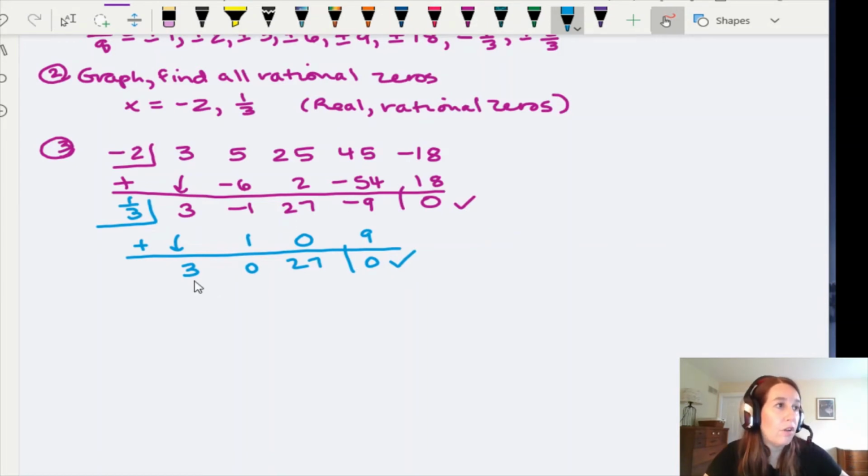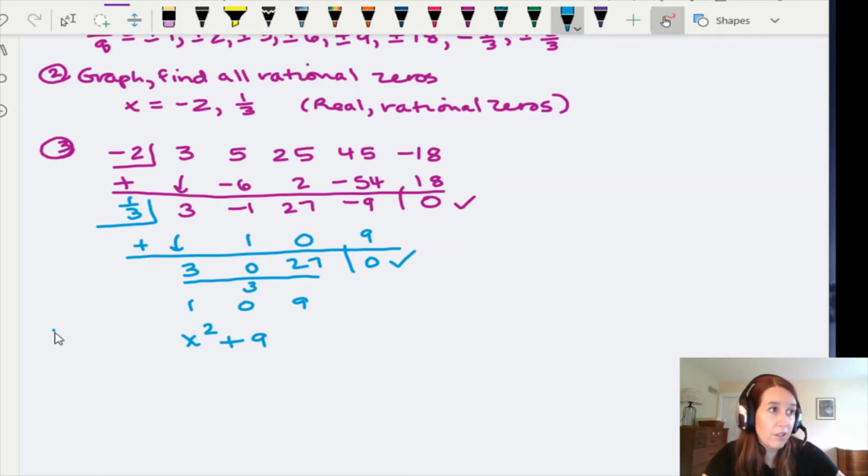And now recall, when you divide with a fraction on the shelf, we need to divide again, dividing by the denominator, that 3. So this and this and this are all divided by 3. So this is just a 1, a 0, and then a 9. And so in other words, our function is x squared plus 9. Okay, there's no x term. This is the constant term, remainder constant term, x squared term. So x squared plus 9.